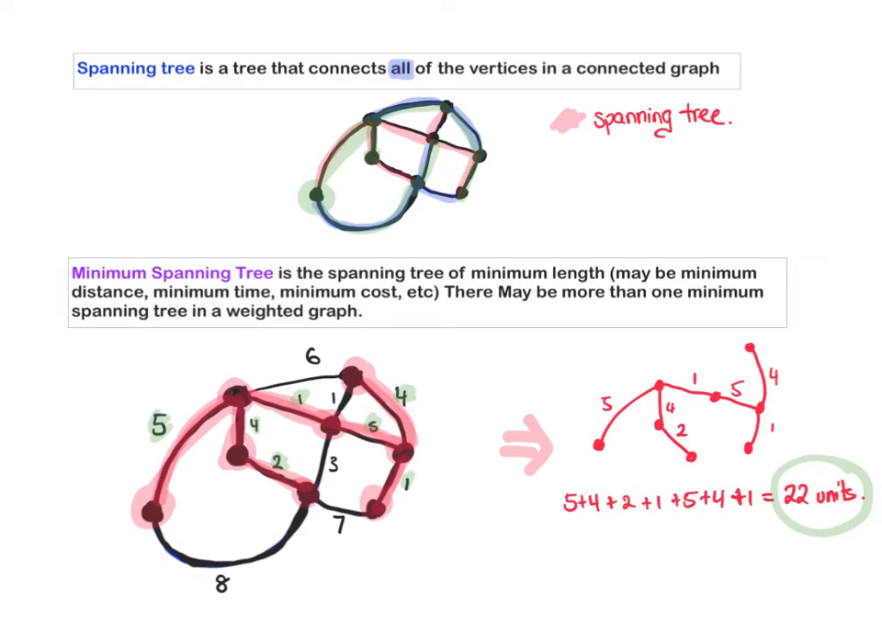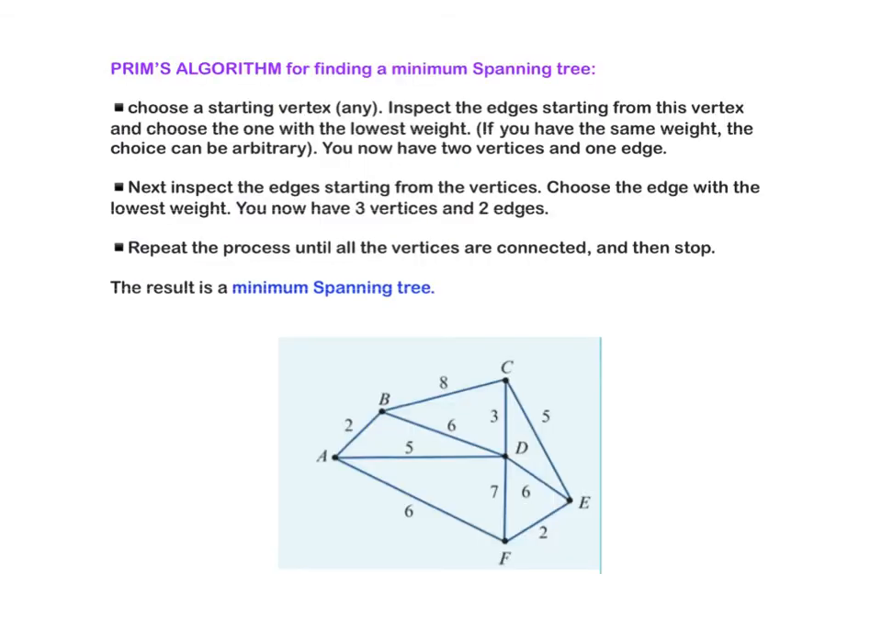So there's a little technique that you can use to work these minimum spanning trees out. Let's try it on this next problem. It's called Prim's algorithm. It's just like when you follow a step or a method, they'll call it an algorithm. So what it says to do is choose a starting vertex, and it can be any. So I'm going to just pick A.